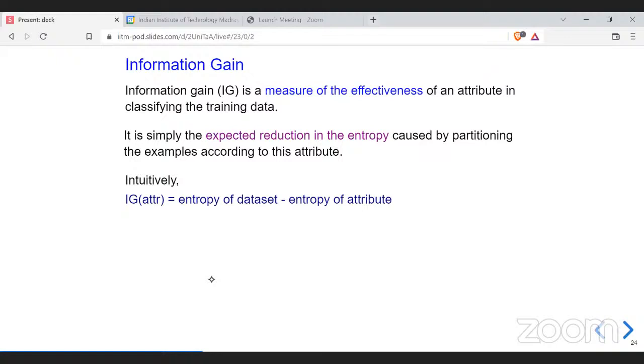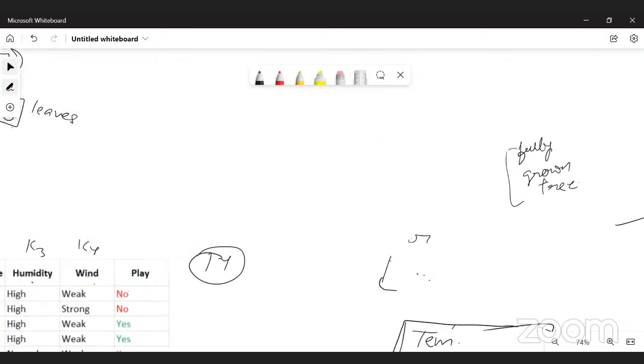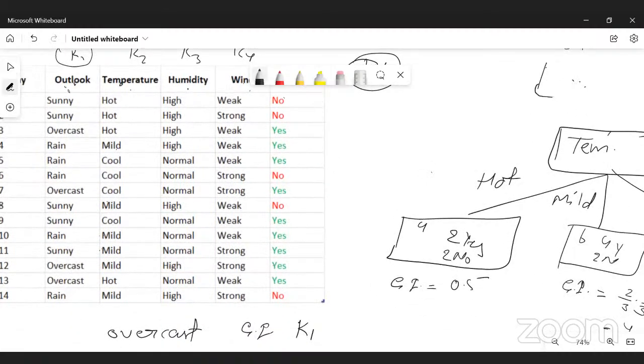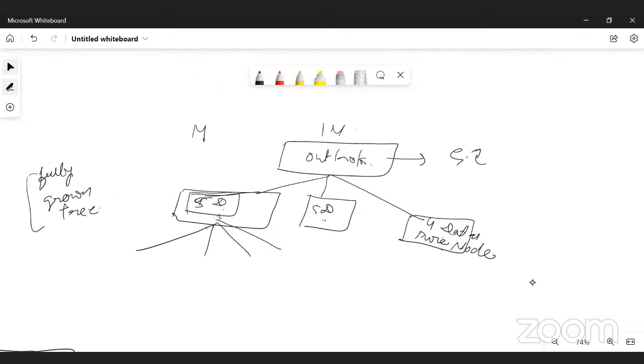So we were talking about this particular example where we are finding the Gini index. So let's say before splitting, what was the Gini index? In this particular node, how many data points were there? 14. Out of which, how many yes were there? 1, 2, 3, 4, 5, 6, 7, 8, 9. 9 yes, right? So what would be the Gini index of this node? 9 by 14 into 5 by 14 into 2. Right? So this is the Gini index before the splitting.